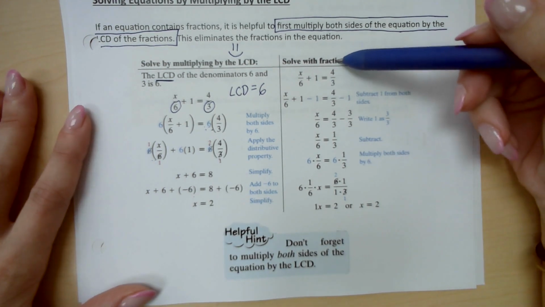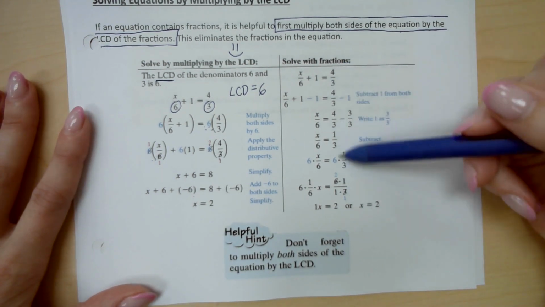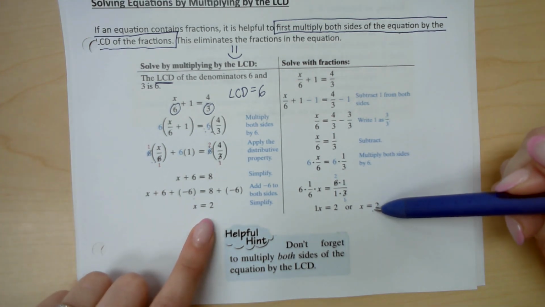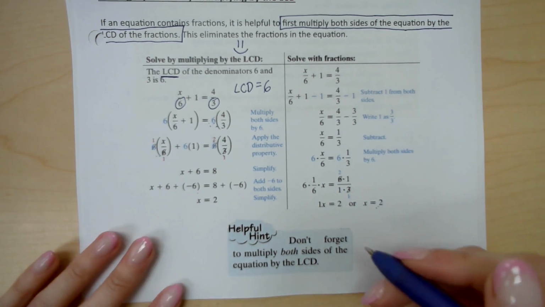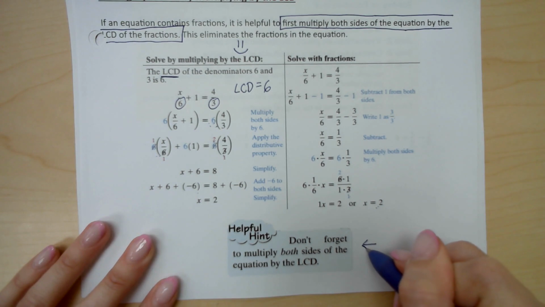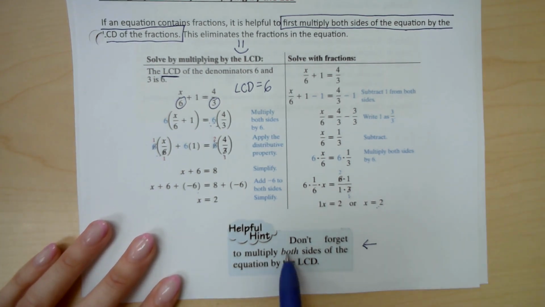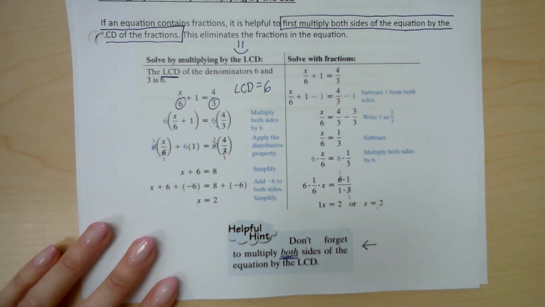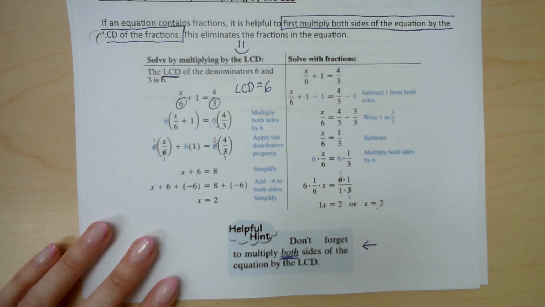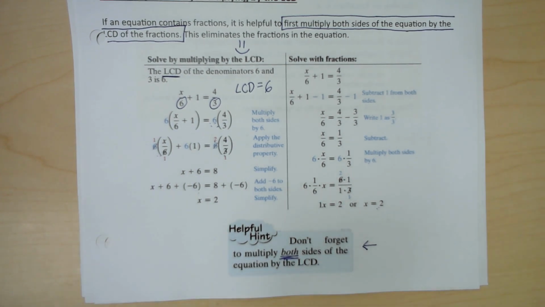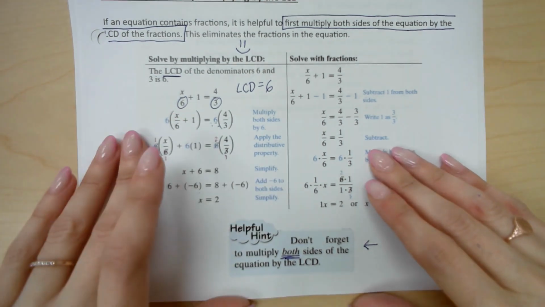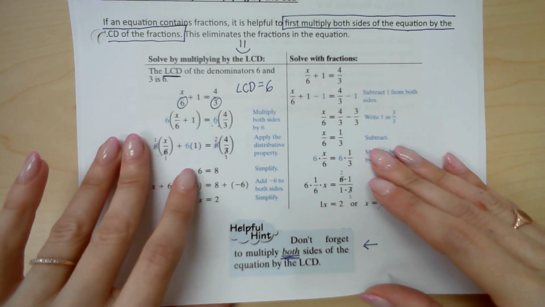Notice, if we did it the original way with fractions like we were just practicing, we'd still get the same answer. Now, helpful hint, don't forget to multiply both sides of the equation by the LCD. All right, we always have to be sharing the love. We have to keep it balanced. We have to do the same thing to both sides. Okay, so let's flip the page and try that.